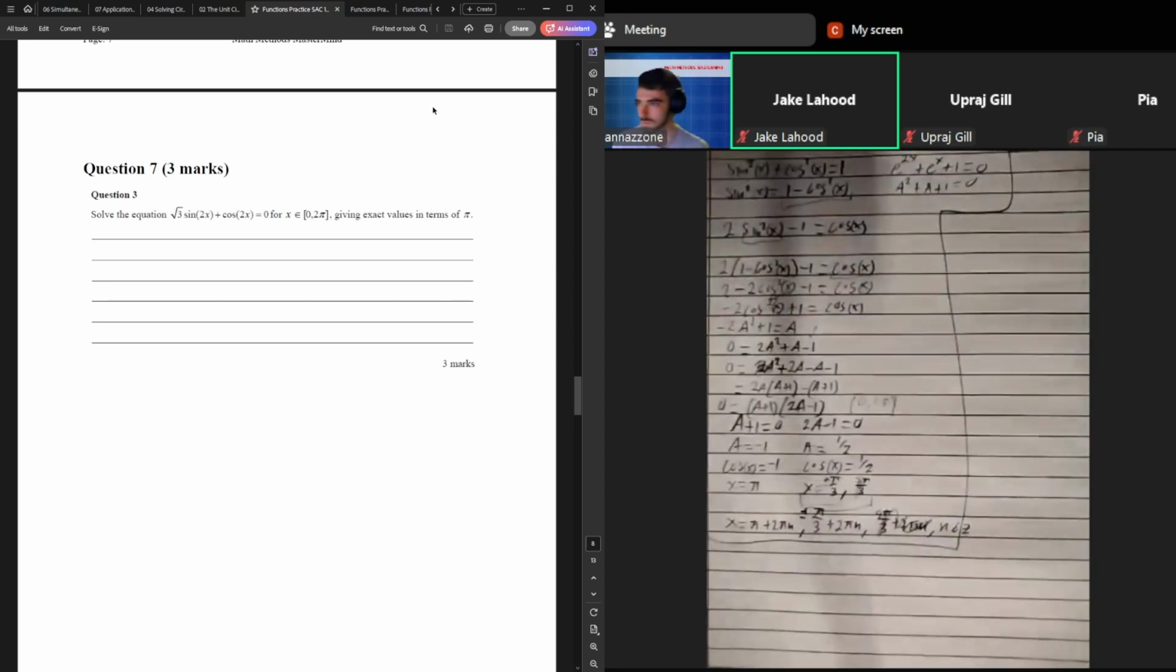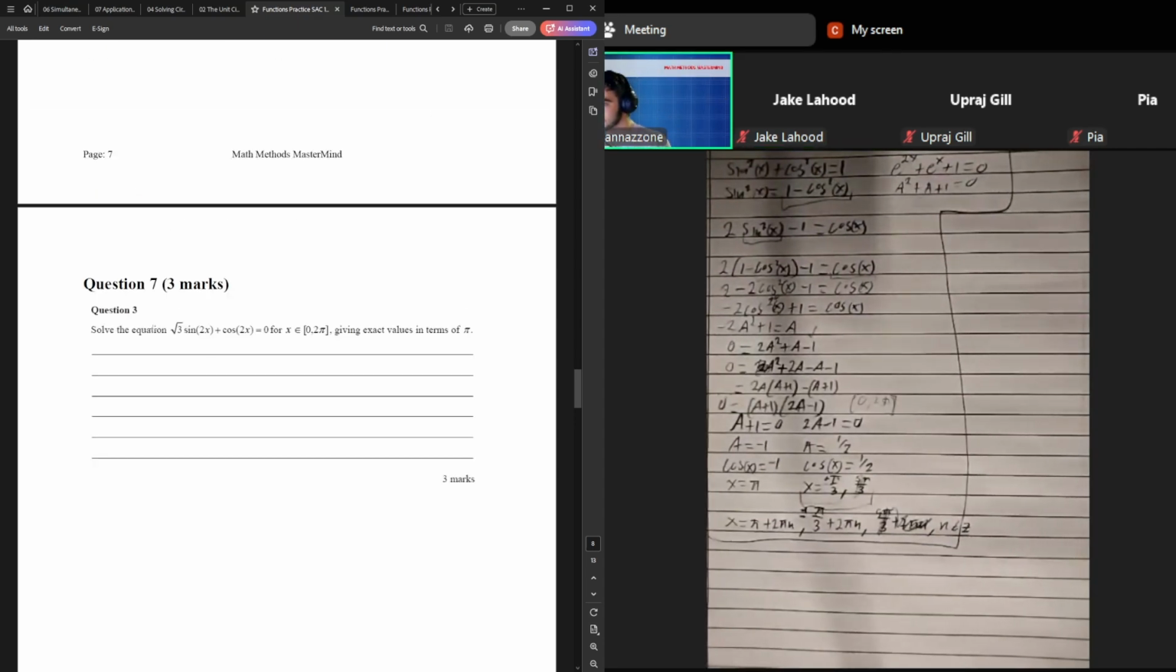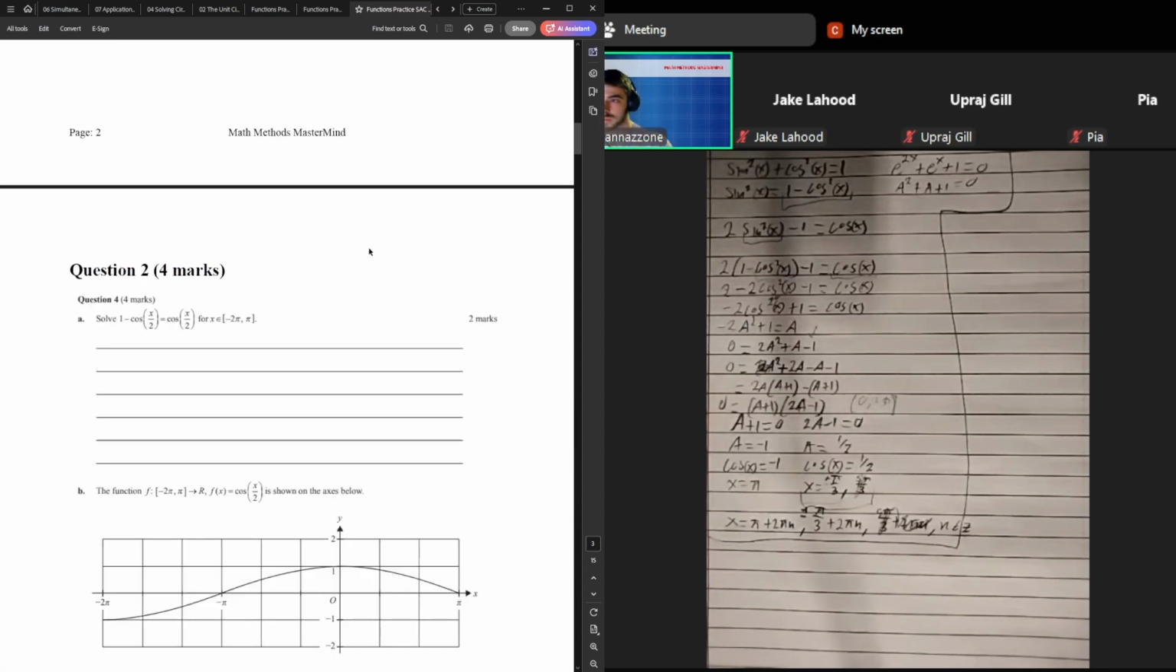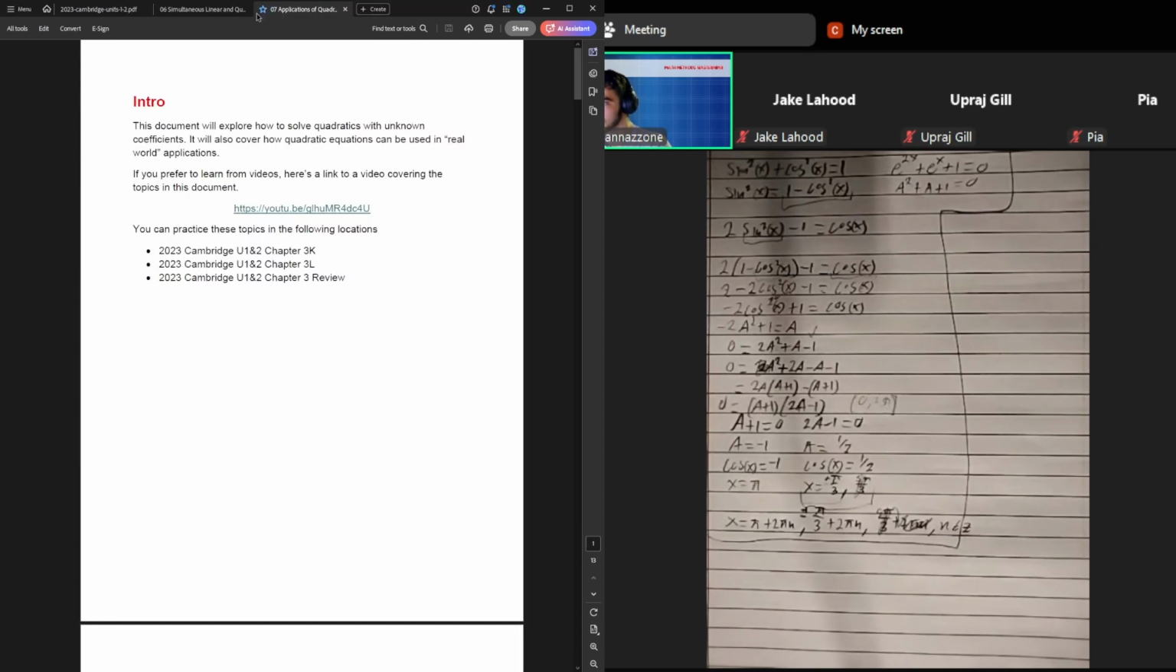Sure. So for those who do want to practice it, this is in the SAC 1, which is question 7, and this is in the SAC 3, which is question 2. And those will all be in the school module for practice. All right, let's move on.